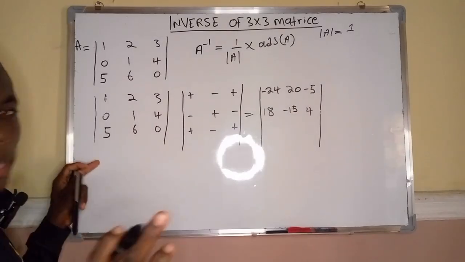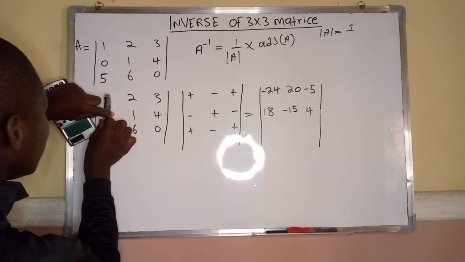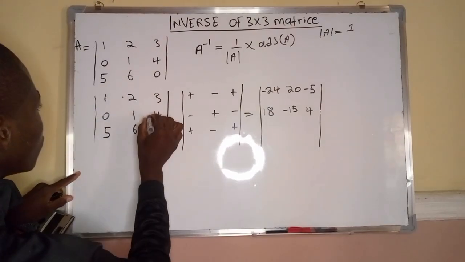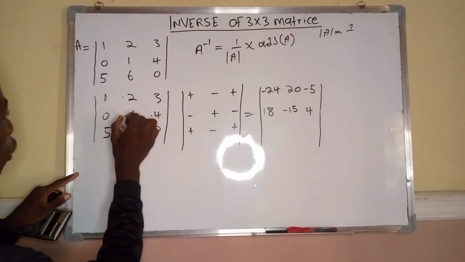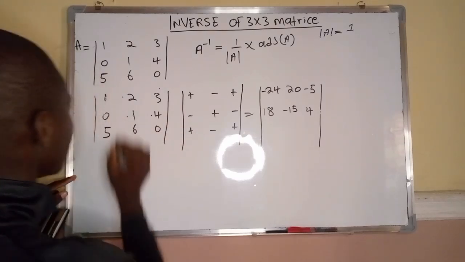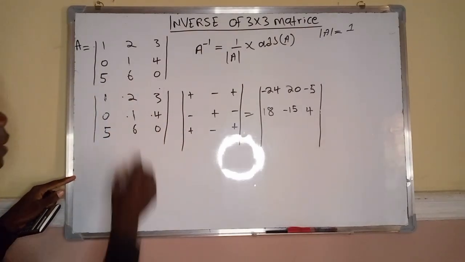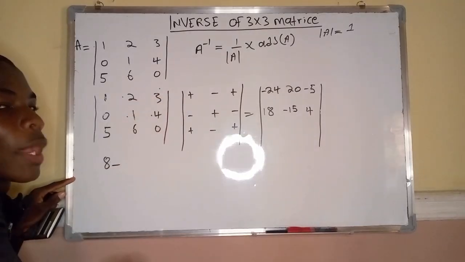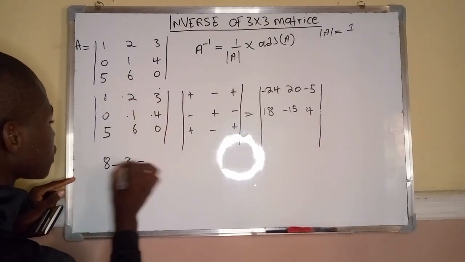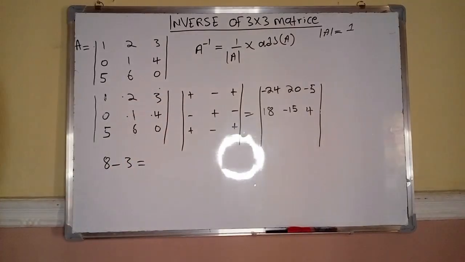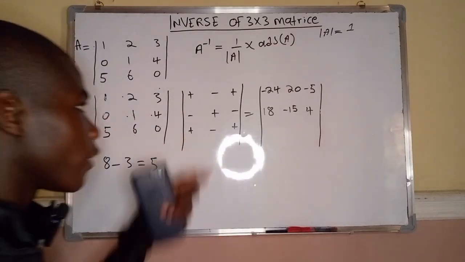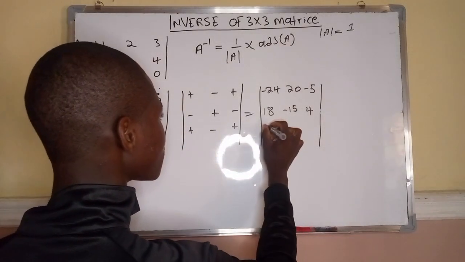So therefore, let's find the minor of 5. If we delete this and we delete this, we're having 2, 4, 1 and 3. Therefore, 2 multiplied by 4, which is 8, minus 3 multiplied by 1, which is 3, which is equal to 8 minus 3, which is 5. So therefore, 5 multiplied by the positive sign, it's still the same thing.